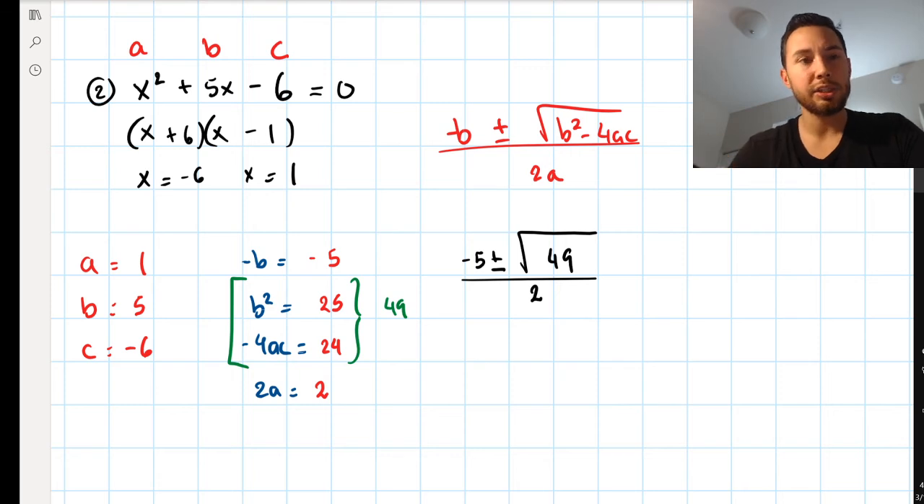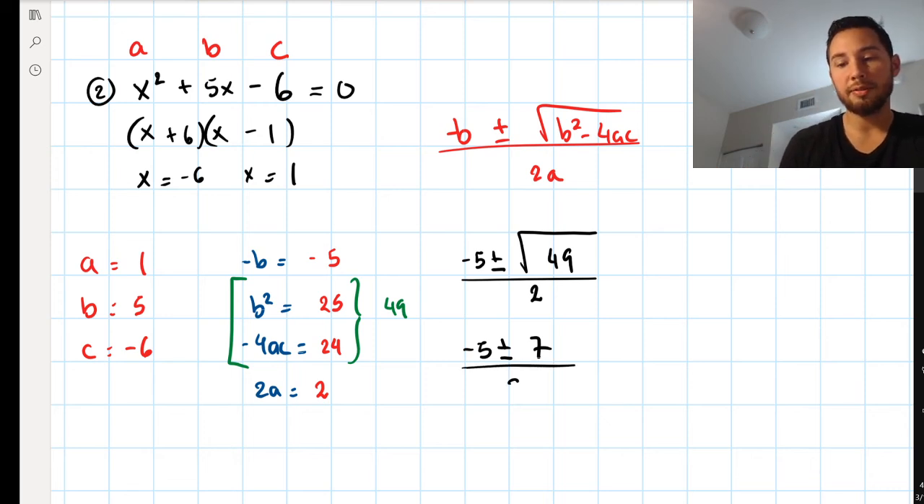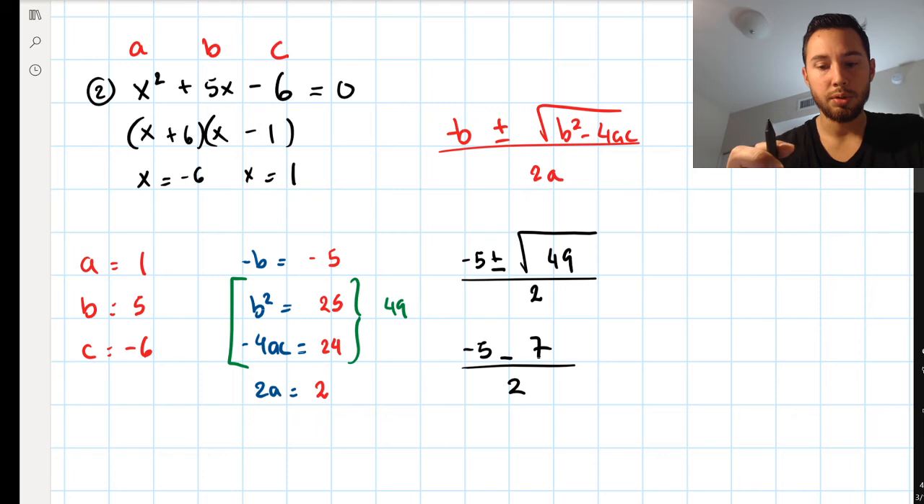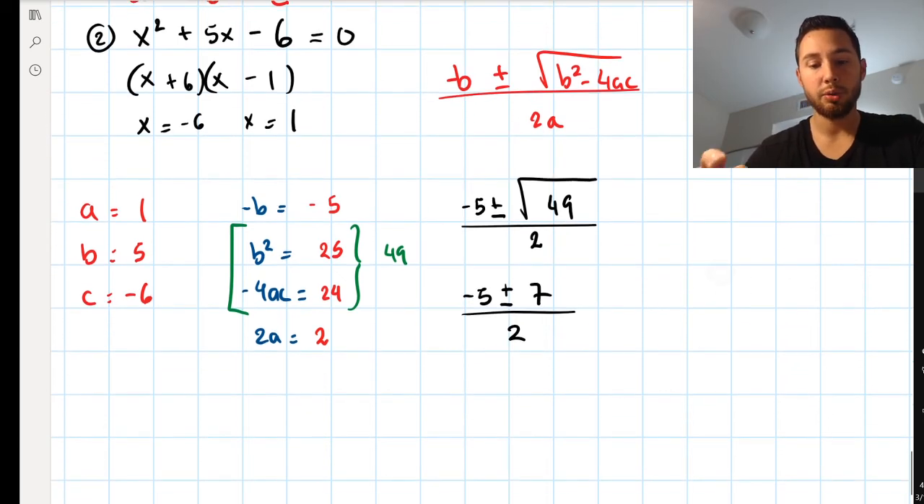Well, I can't stop here because 49 has a square root, so this would be the same thing as saying negative 5 plus or minus 7, because the square root of 49 is 7. All of that divided by 2. Again, I need to make sure that everything here can be done. So I could for sure do negative 5 plus 7 and negative 5 minus 7. So I'm going to go ahead and split this into 2 parts.